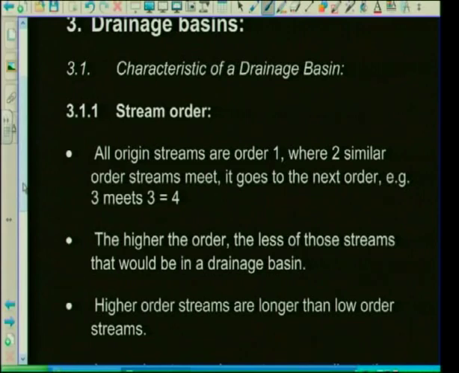Now, drainage basins. We now need to look at the characteristics of our drainage basins, and very importantly we look at a section which is referred to as stream ordering. Stream ordering is where we look at a drainage basin and we number the streams in terms of whether we think they are first order streams.